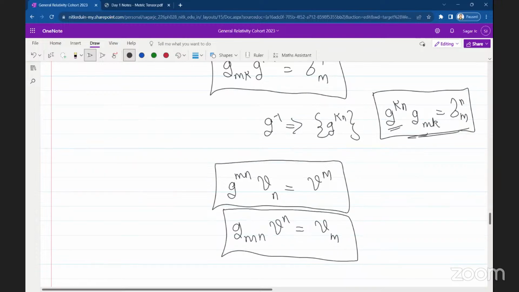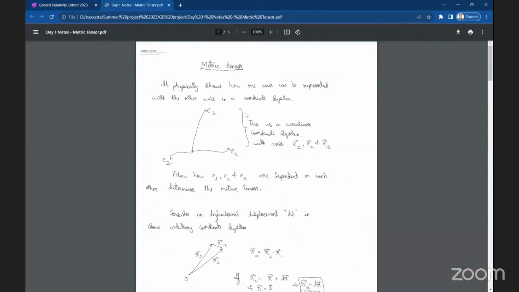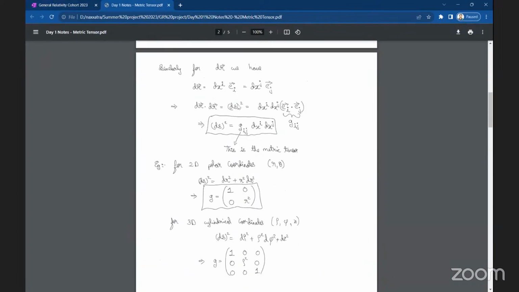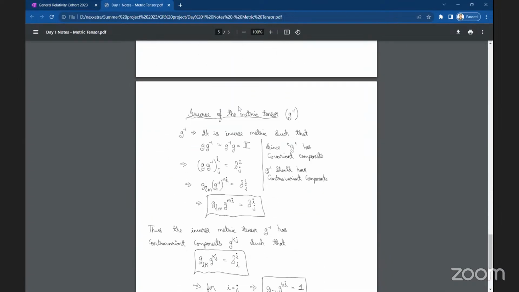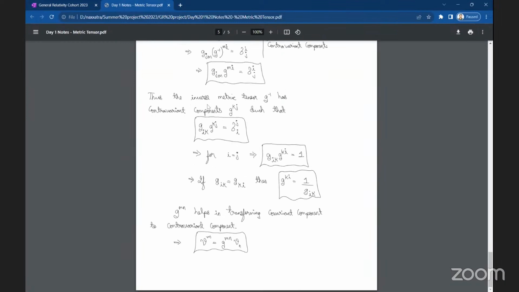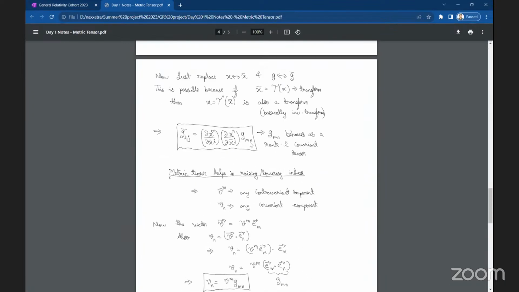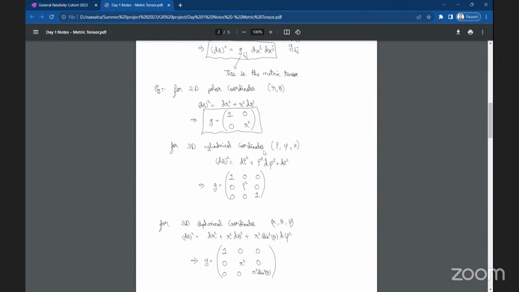Any doubts in this? If you want much more explanation, I will share my notes with you guys. Here I have written everything with explanation, and I have derived proofs here. I'll be putting this PDF in the group as well as on the website. Go through this. What I have done here is neatly written in this PDF.